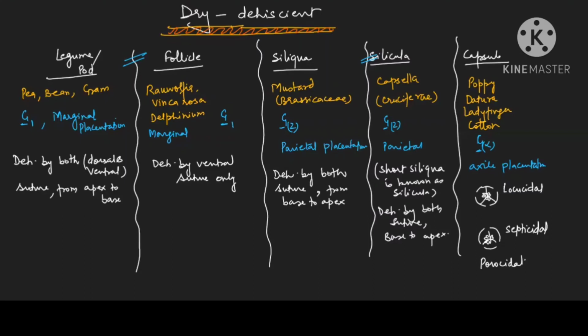So depending upon how they are dehiscing, and why we say dry, let me explain that concept also, because the pericarp is dry. Fleshy is called fleshy because the pericarp is fleshy. You can consume one or two layers of the pericarp. But in case of dry, you cannot consume any layer of pericarp. It is totally dry, but it will be dehiscing.